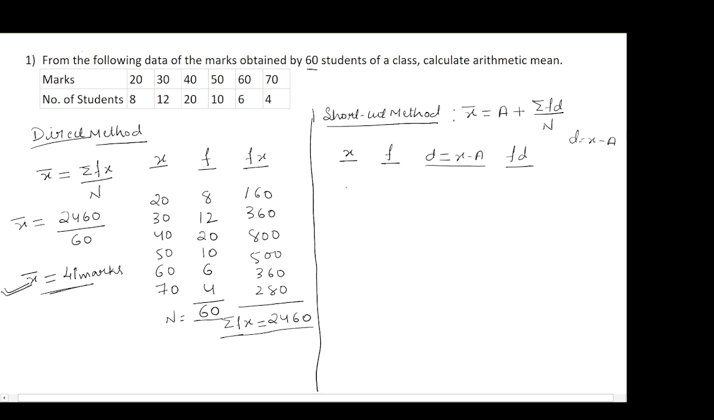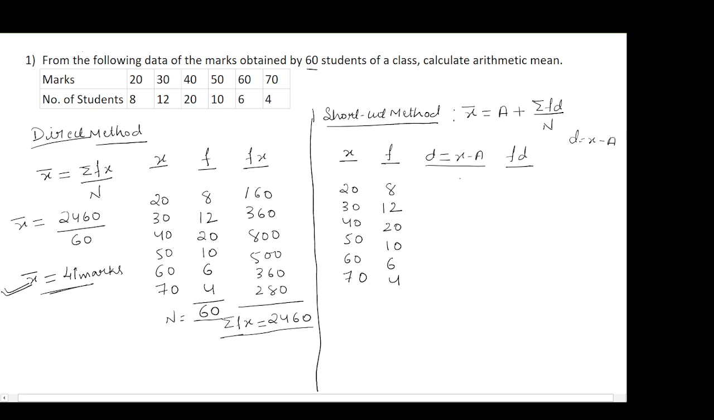Okay. Now write down as it is the values of x: 20, 30, 40, 50, 60 and 70. And the frequency values are 8, 12, 20, 10, 6 and 4.